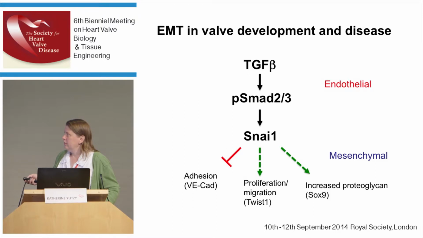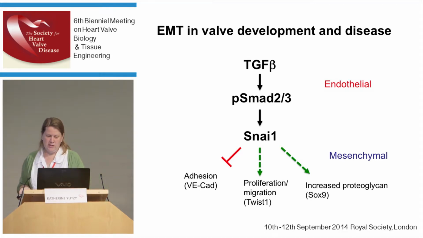And then these mesenchymal cells, we think that they go in, and then we know that there's increased proteoglycan expression in those osteogenesis imperfecta valves. And so we're in the process of trying to figure out how this pathway regulates these processes in the diseased valves.